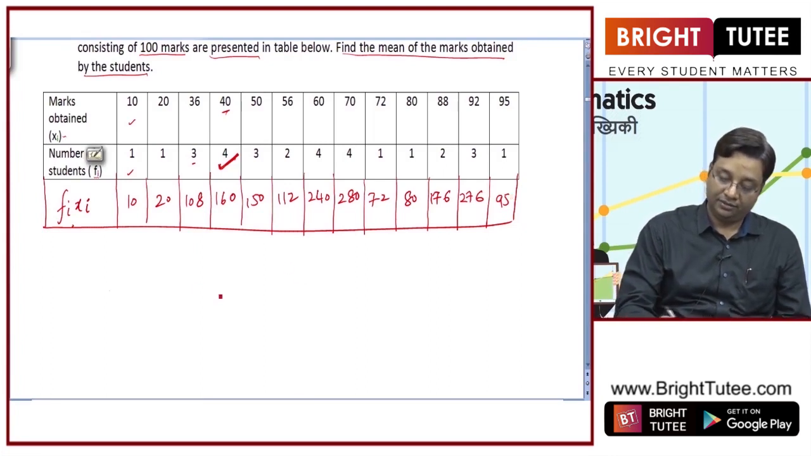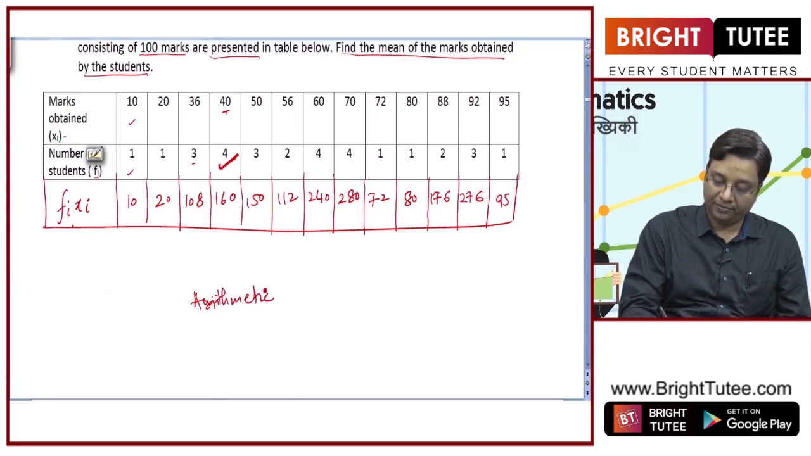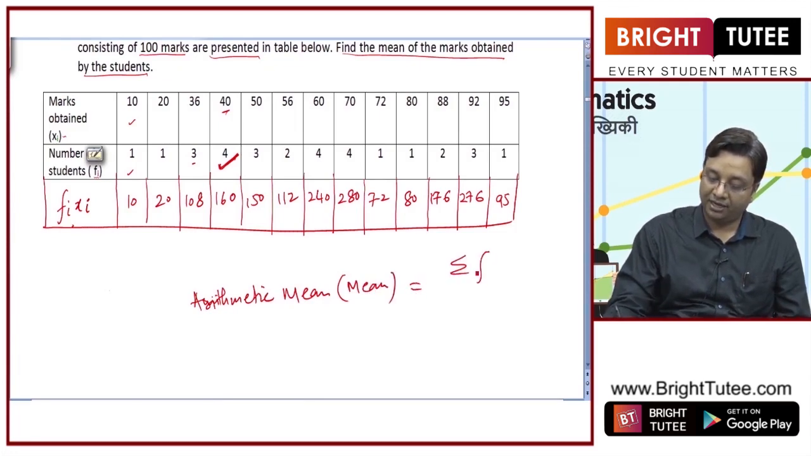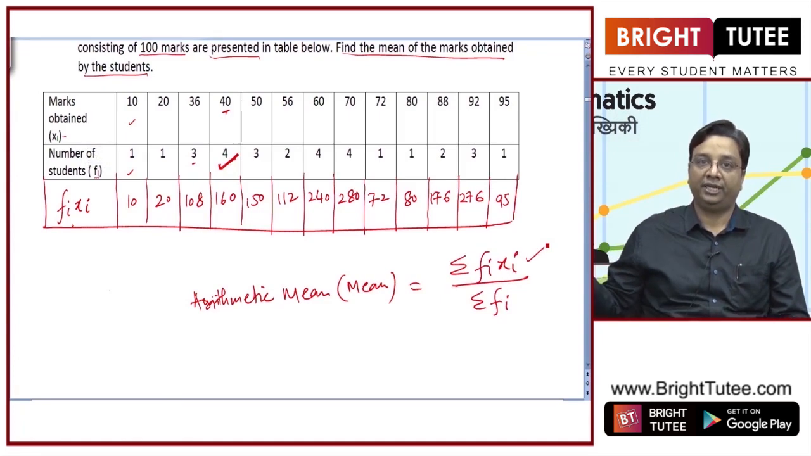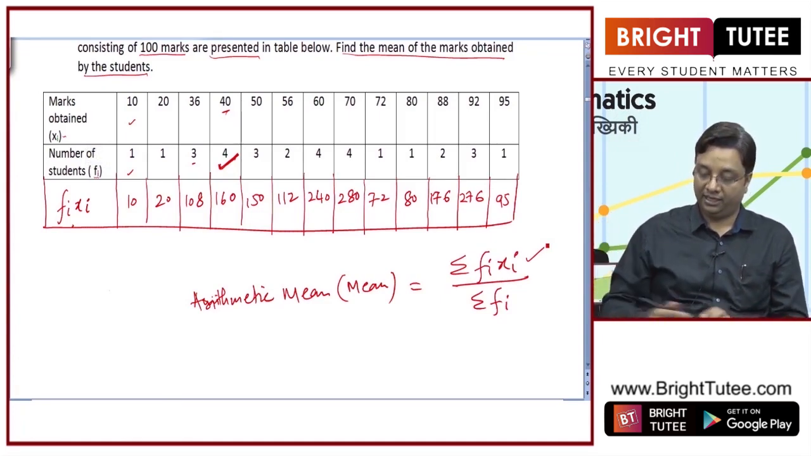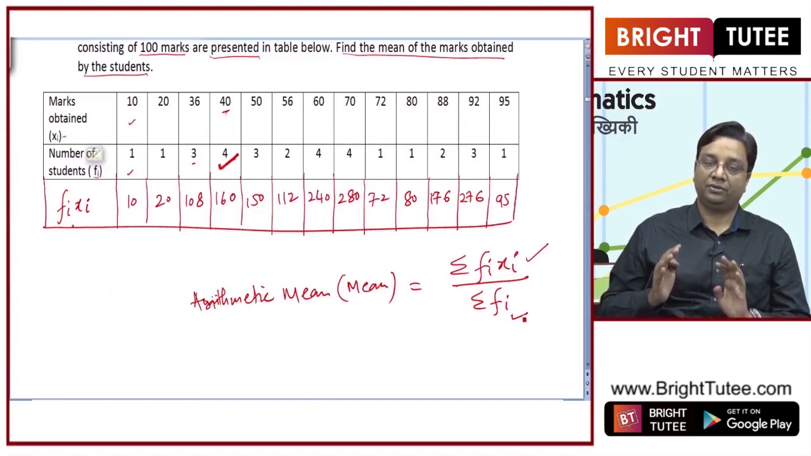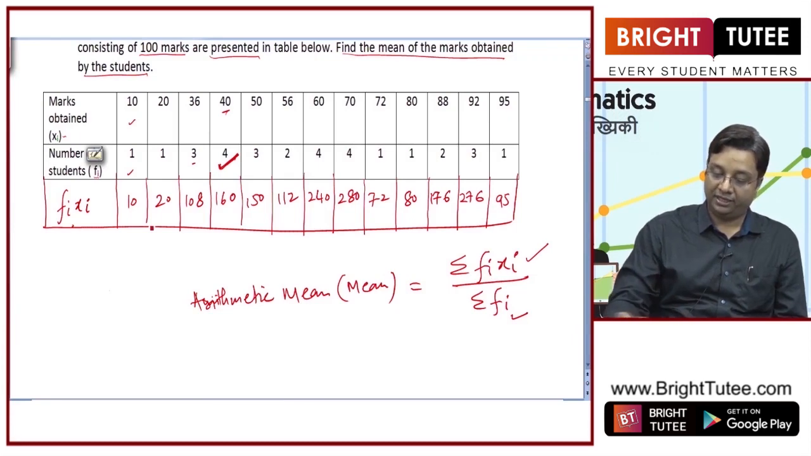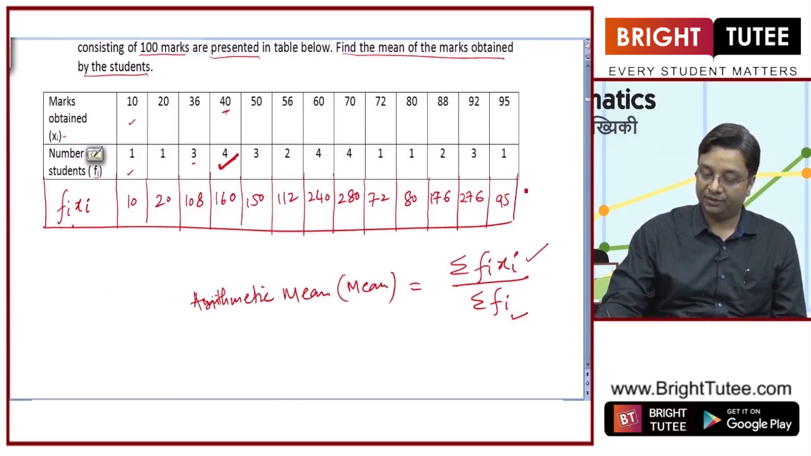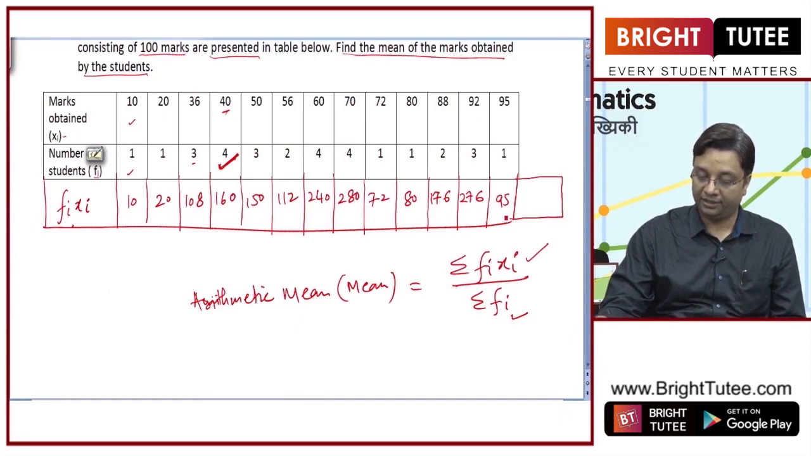Now for the arithmetic mean, or simply mean, I need sigma fi xi and sigma fi, right? This will give me the total marks obtained by all the students, and this will give me the total number of students in the class, right? So sigma fi xi: now I need to add all these numbers here, and I'll write the total here. So I am writing sigma fi xi here.